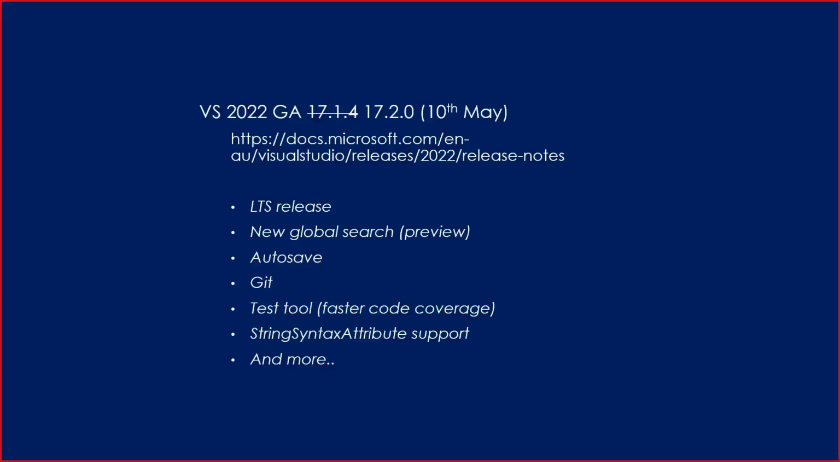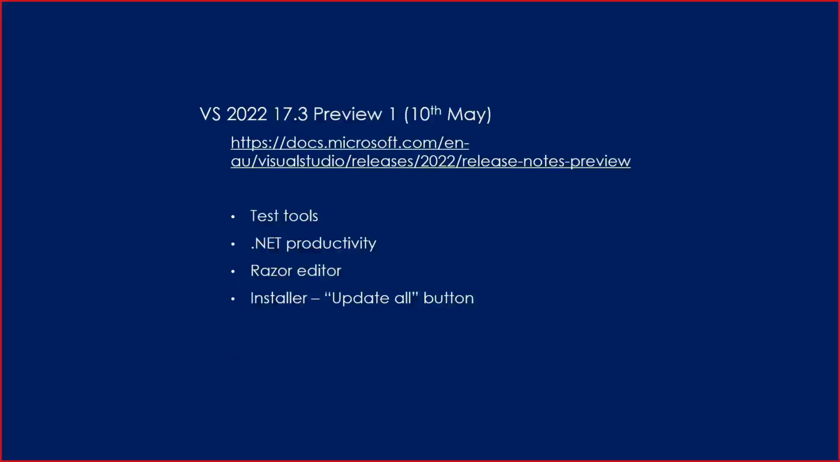Some of the new features there include a new global search, autosave, improved Git, and improved test tooling, faster code coverage, and something I believe is coming in .NET 7 is a string syntax attribute, and so they've added support for that, which sounds like a way of indicating that a particular string might actually be something like a regex string or a JSON string, and so the editor is now going to be able to understand that. So we'll probably have to have a look at that in a bit more detail maybe later in the year.